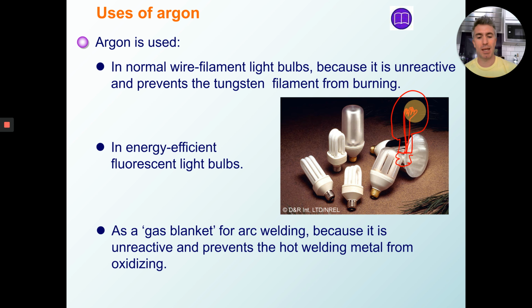And there's a gas blanket for arc welding. Arc welding is a type of welding that uses high current electricity, and it makes these big sparks and it welds pieces of metal together. But with such a huge amount of heat involved, the oxygen in the air can cause a chemical reaction. If you have a layer of argon around the welding, because it's heavy, it sinks, so it doesn't float up, and it stops the air getting in, protecting the welding from reacting or oxidizing.